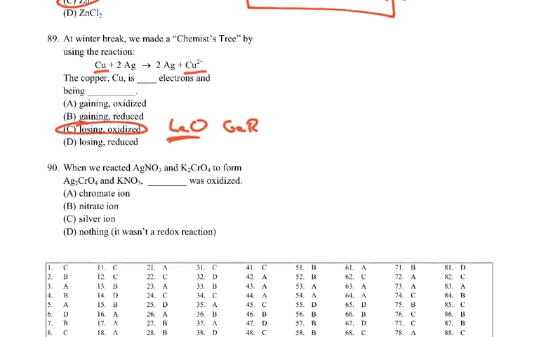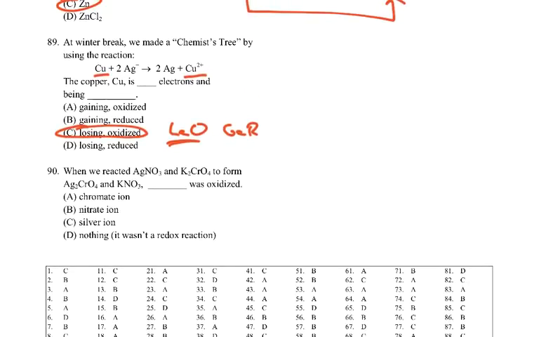And the last question, when we reacted silver and potassium to form this and this, blank was oxidized. So here we're saying these are positive and negative ions, they are changing partners. The silver goes with the chromate and the potassium goes with the nitrate. Nobody is getting oxidized during that. Nobody is changing their charge, they're just switching partners. So nothing, this is not a redox reaction. So double replacement is not a redox reaction. And that's the whole test.